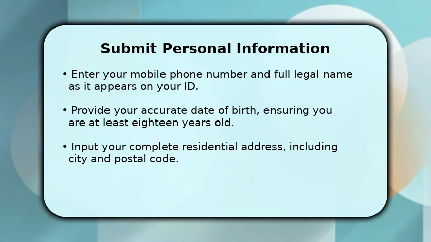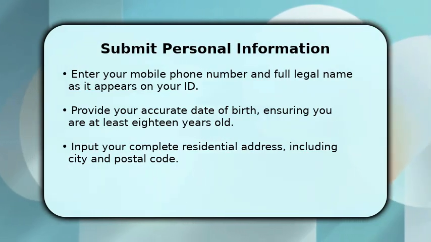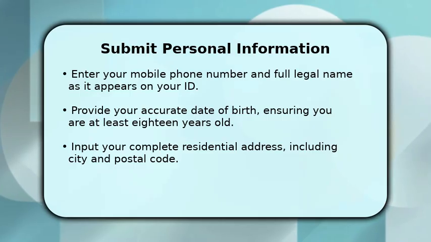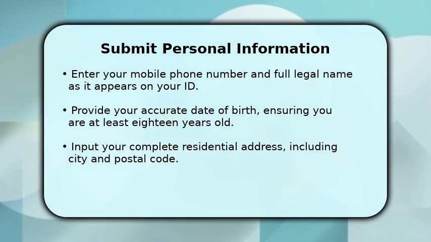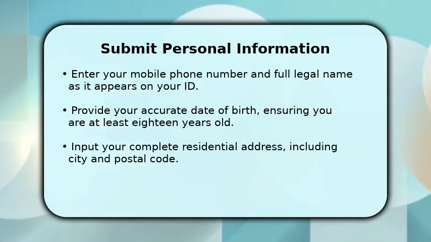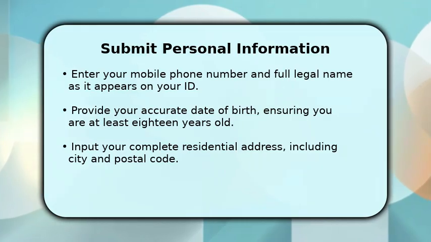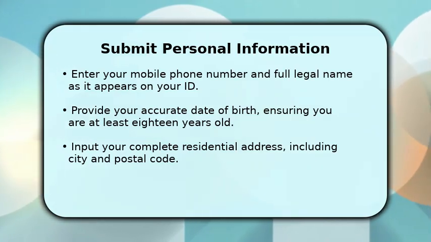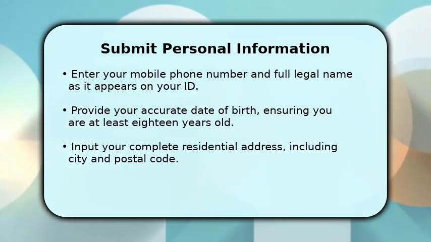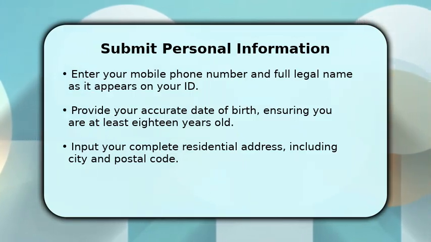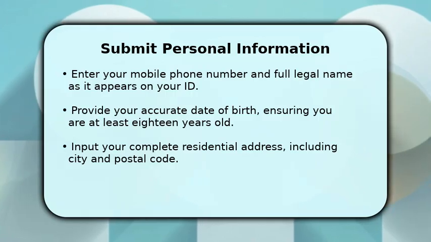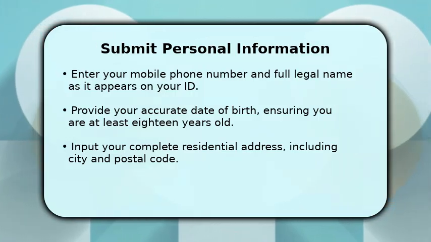Now that your account is active, it's time to provide your personal information for verification. You'll be prompted to enter your mobile phone number, followed by your full legal name exactly as it appears on your government-issued identification. Next, input your date of birth, confirming you are 18 years of age or older. Then, accurately provide your complete residential address, including your city and postal code. Finally, select your occupation and indicate your source of funds.